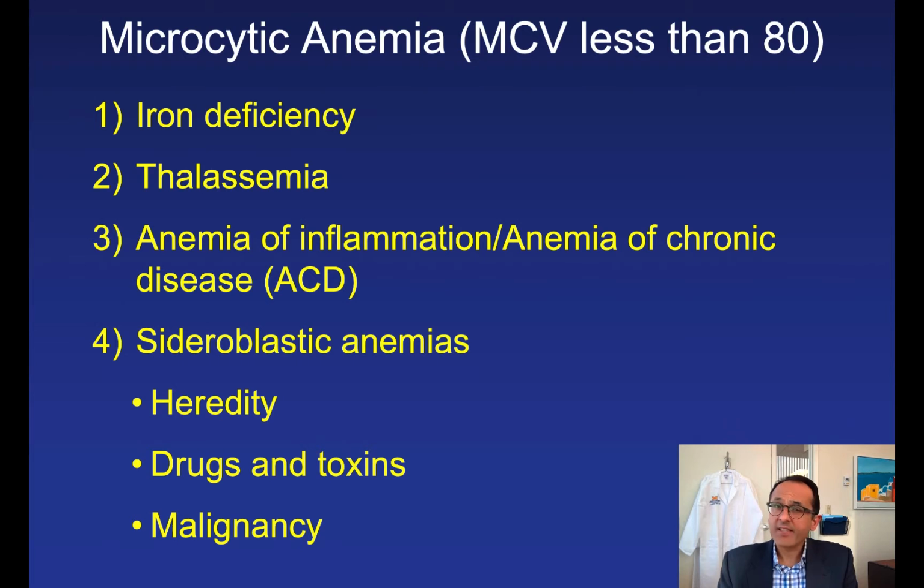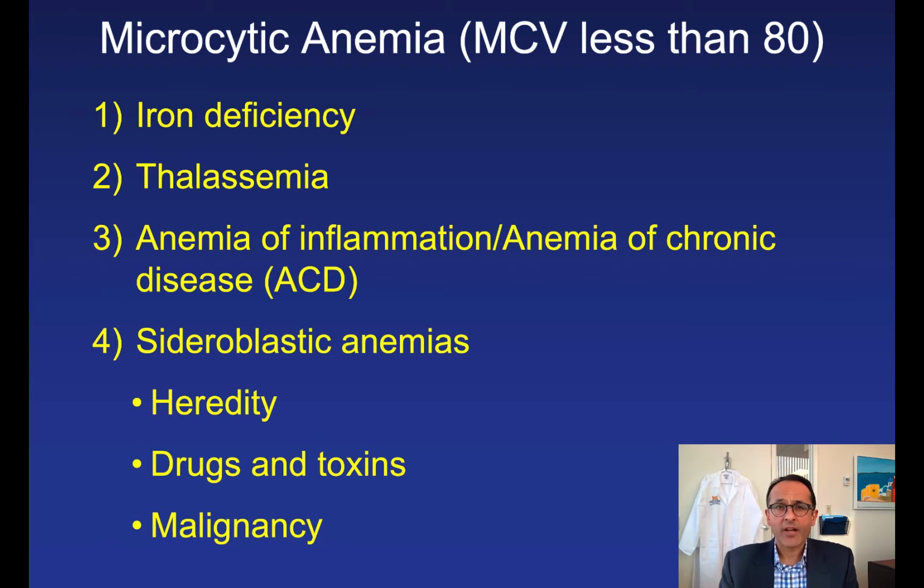A second cause is thalassemia. And usually we rely upon hemoglobin electrophoresis for that, but you can also look at the thalassemia index, which is MCV over RBC count, to give you a clue if the patient has thalassemia. If the MCV over RBC count is greater than 13, it's more likely to be iron deficiency anemia. If it's less than 13, then it's consistent with thalassemia.